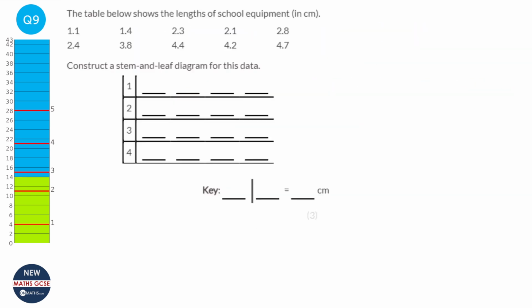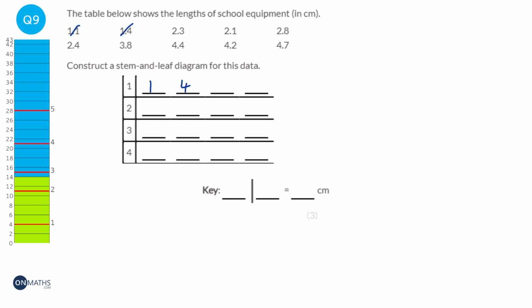So a stem and leaf diagram is just a way of showing raw data. This 1 here could either mean 10 or it could mean 1. In this case, we're using it to represent a 1, because if you look at the data, they're all either 1 point something, 2 point something, 3 point something, or 4 point something. So looking at the 1 point somethings, we've got a 1.1 there, and we've got a 1.4.